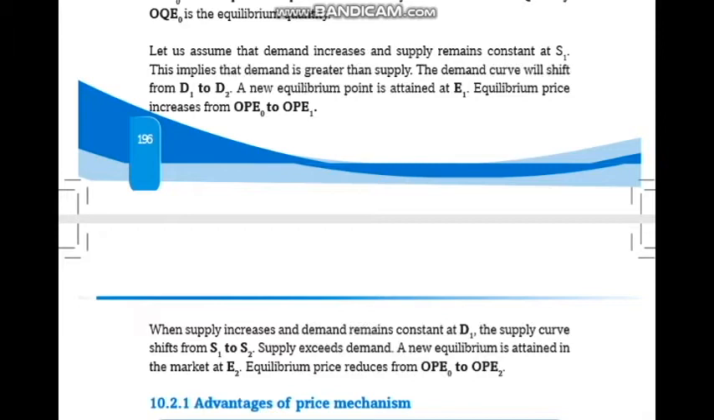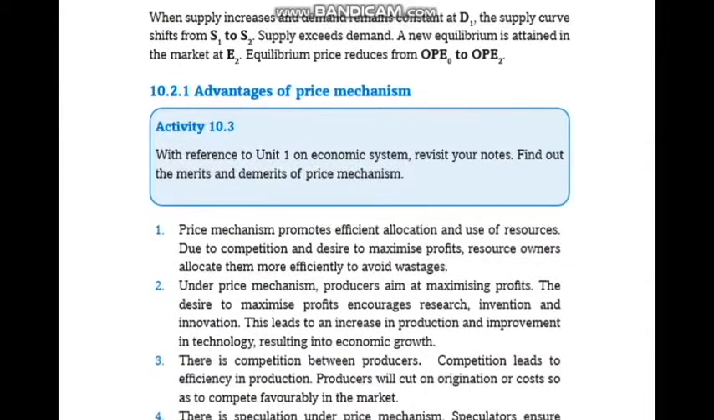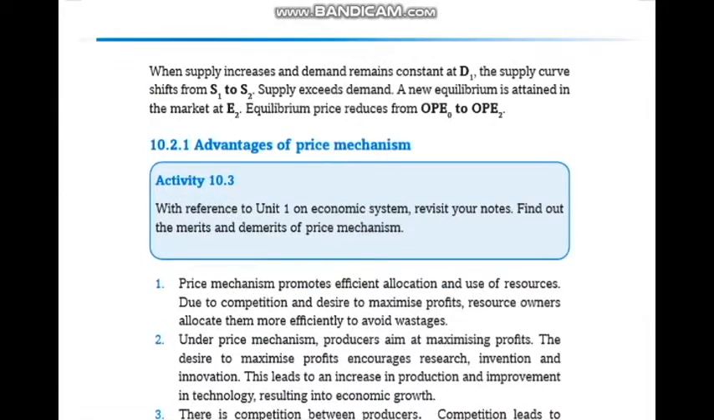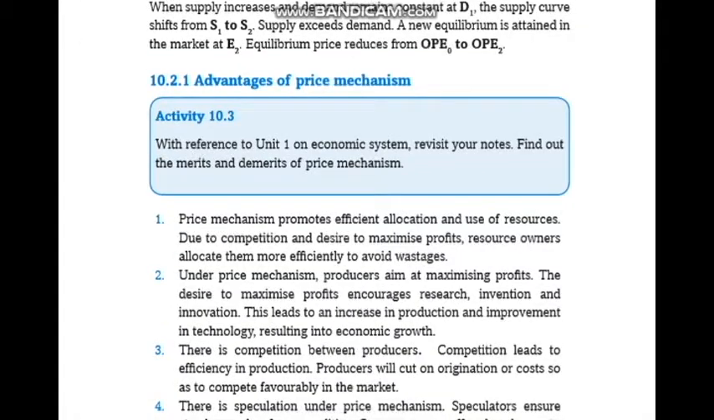A new equilibrium point is attained at E1. Equilibrium price increases from OPE0 to OPE1. So when supply increases and demand remains constant at D1, the supply curve shifts from C1 to C2. Supply exceeds demand. A new equilibrium is attained in the market at E2. Equilibrium price reduces from OPE0 to OPE1, 2.